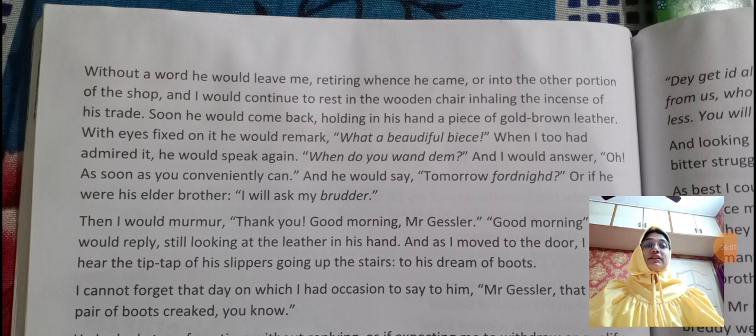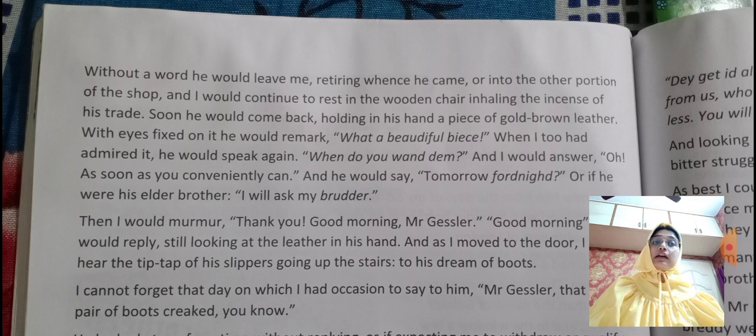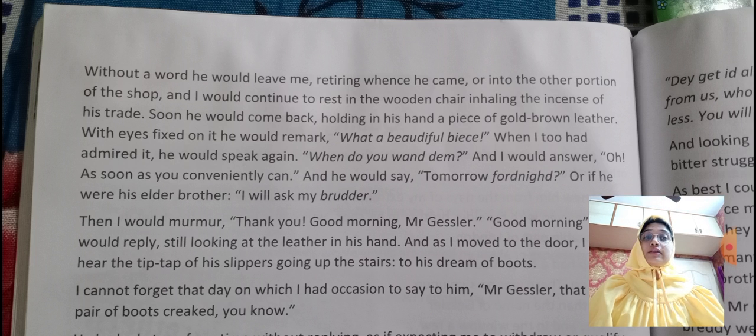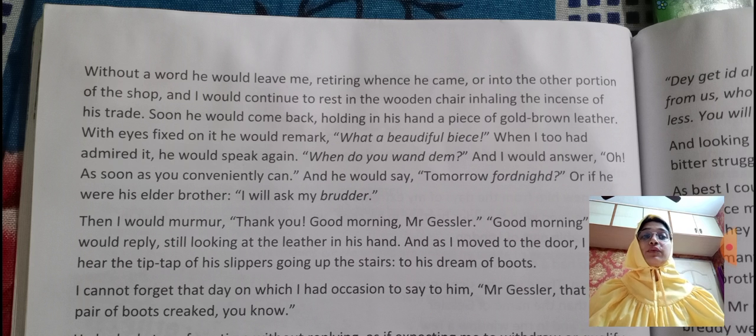Now what happened was that when this author asked for the pair of Russian leather boots, without a word he went inside. He asked the author to rest in the wooden chair, inhaling the essence of his trade, and soon he came back with a piece of gold brown leather. His eyes were fixed on that leather, and he said, "What a beautiful piece!"